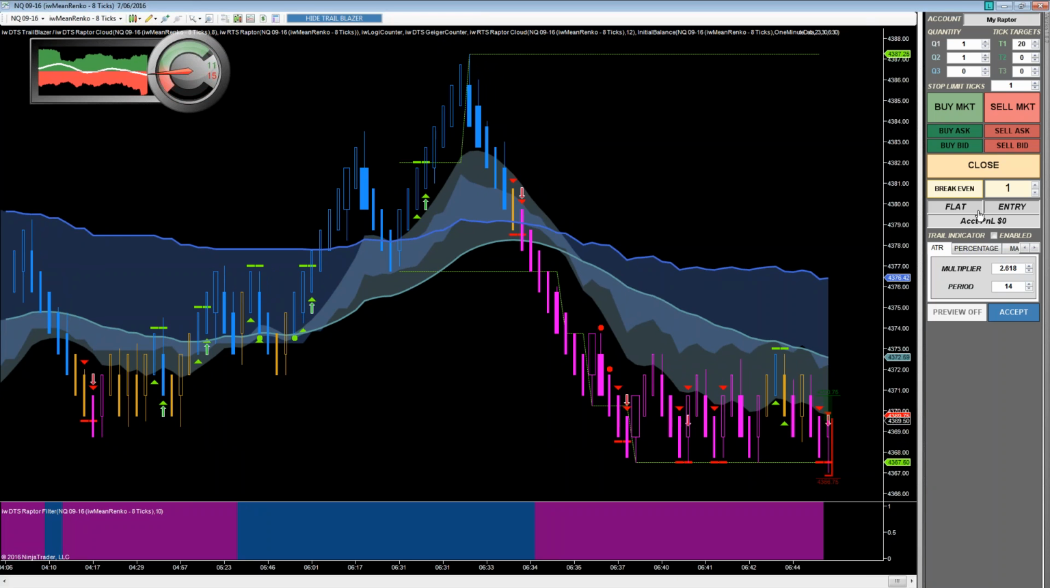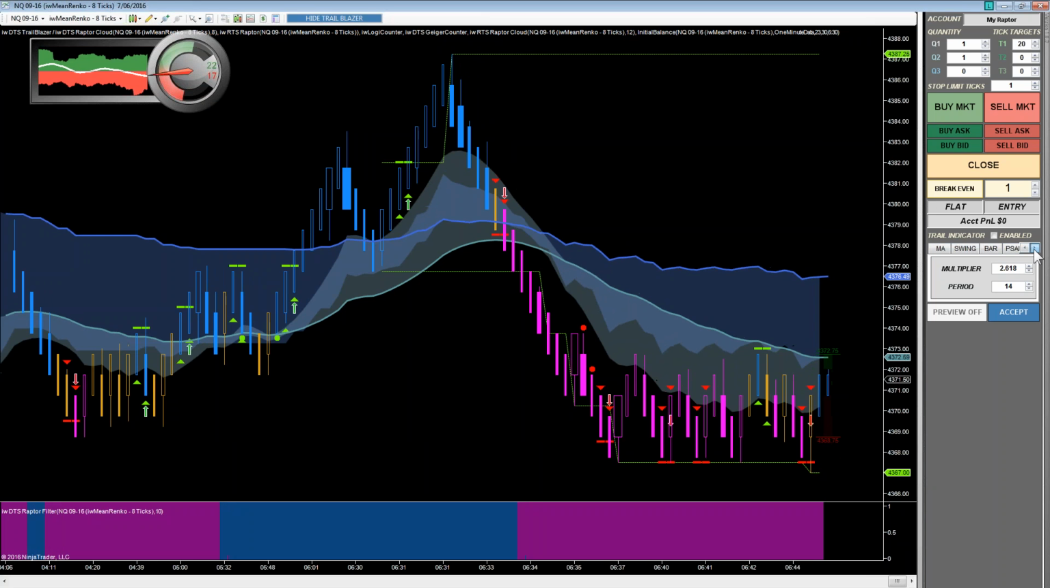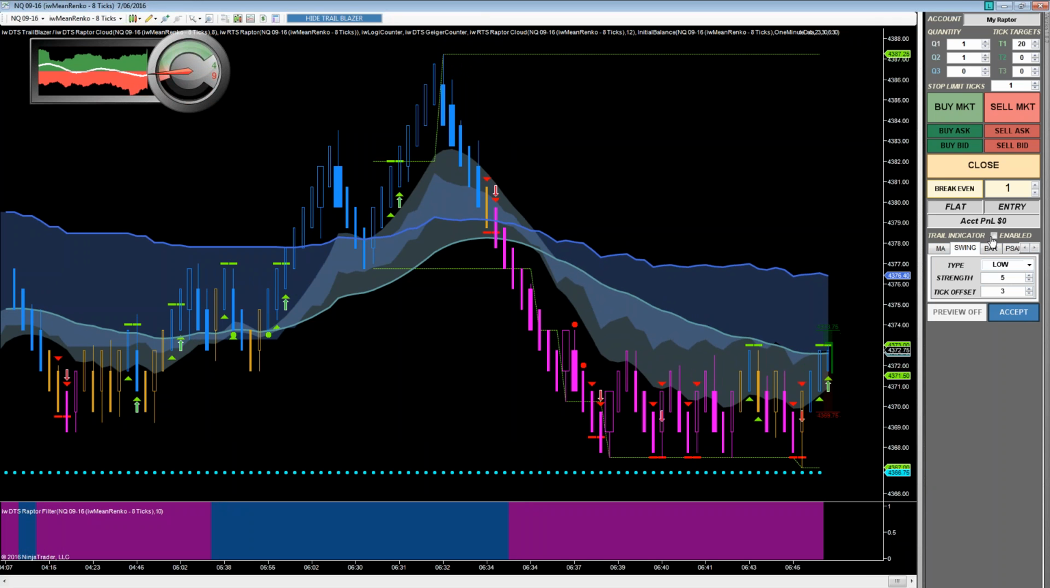Okay, we got some selling going on here, but they kind of put the brakes on it pretty quick. All right, let's see if we get that buy signal now. I'll get a swing low strategy going. There's the buy signal now.